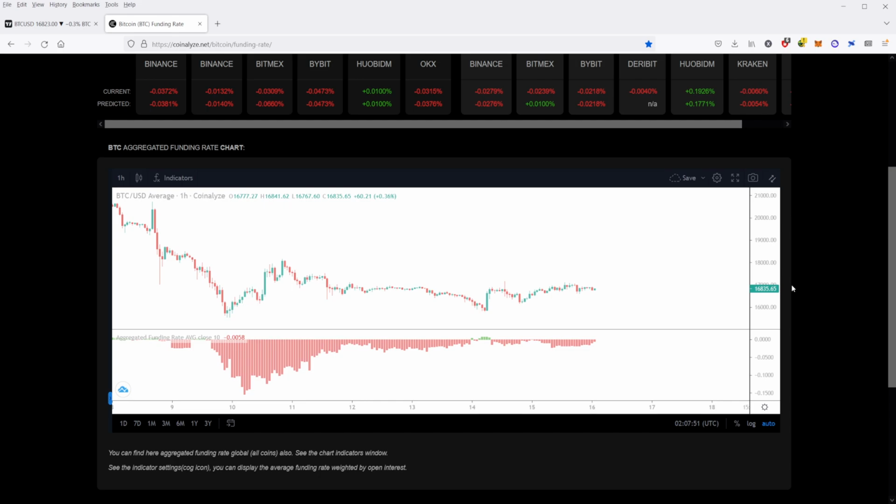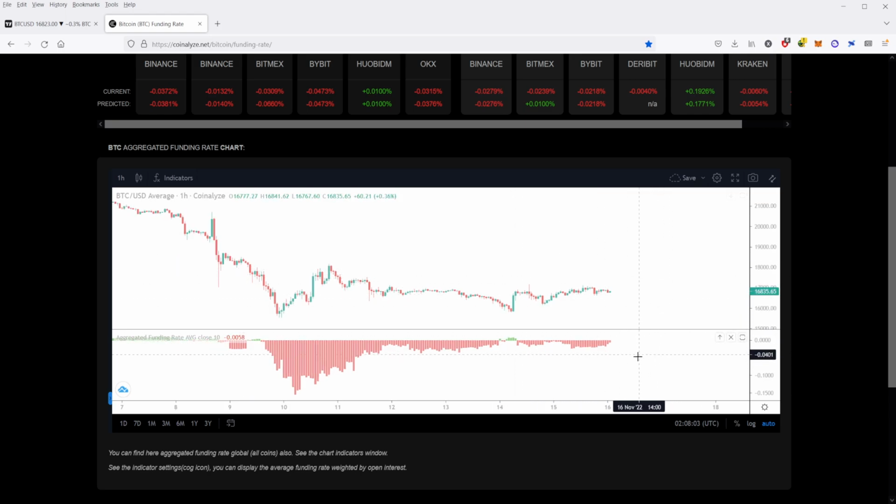Now, one final thing I want to talk about when it comes to Bitcoin is the funding rate. The funding rate is going to tell us if we have a majority of shorts in control or we have the longs in control. And what we're seeing right now is a majority of shorts in control. These red lines here, these negative funding values, mean that for Bitcoin, you're having shorts pay a premium to longs to maintain their short positions.